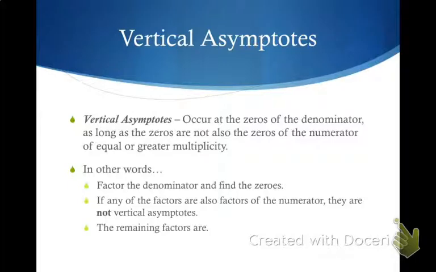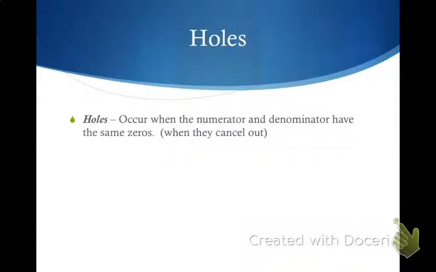Vertical asymptotes happen at zeros of the denominator that are not zeros of the numerator. So you'll factor the denominator and the numerator. If the zero is only a factor of the denominator, it will be a vertical asymptote. Otherwise, it'll be a hole. We'll talk about that in a second. So when they do cancel out of the numerator and denominator, we get a hole.